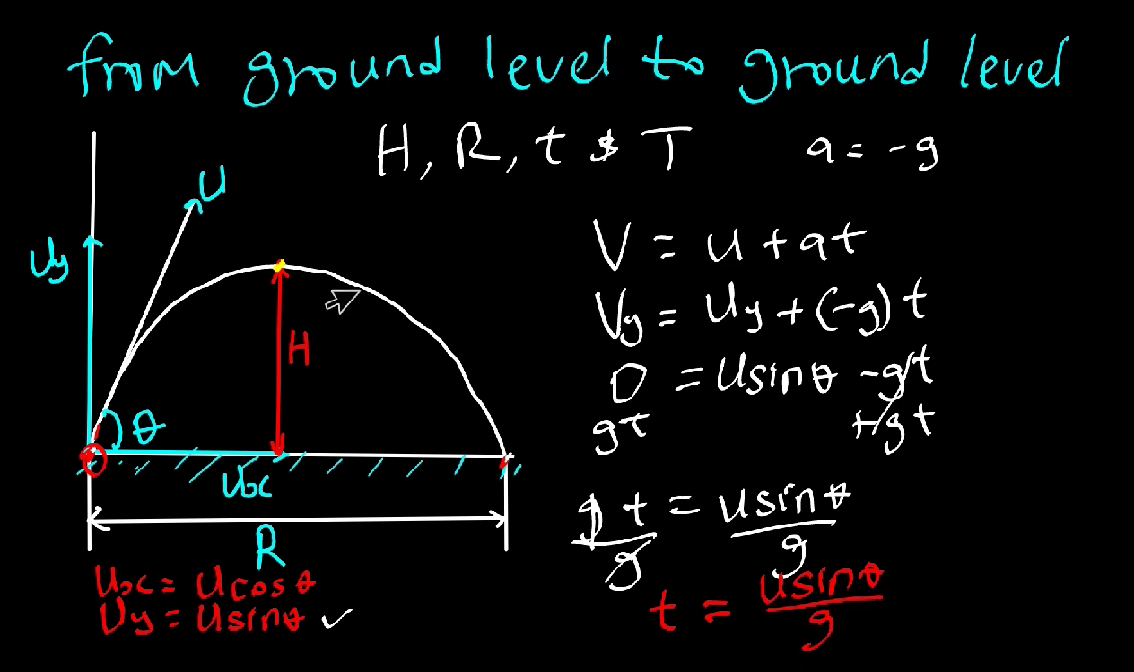Now you know that the time it took this object to reach from here to here is equals to the time it took to travel from this point to this point. So invariably, the total time of flight, which is this capital letter T, is going to be equals to 2 multiplied by this small letter t, which is equals to 2u sine theta divided by g. Alright, but how do we derive this formula from the equations of motion? So let's do that.